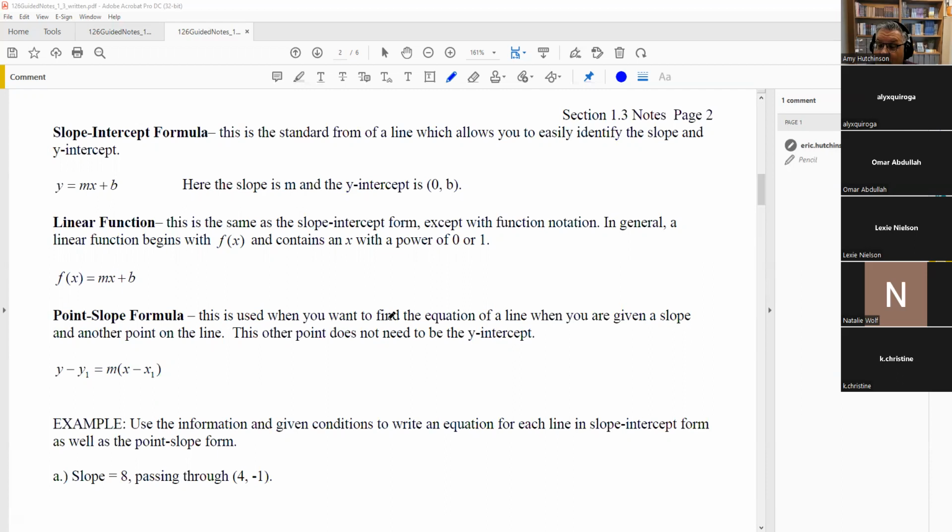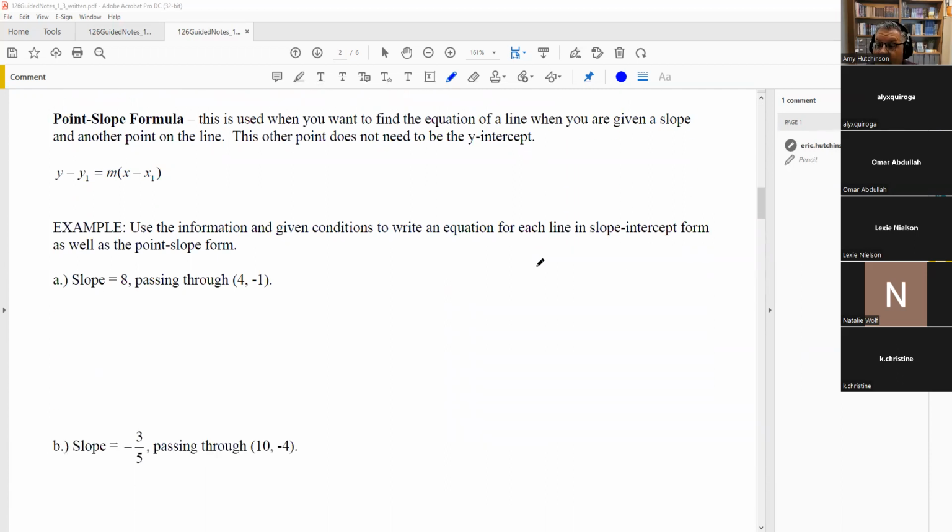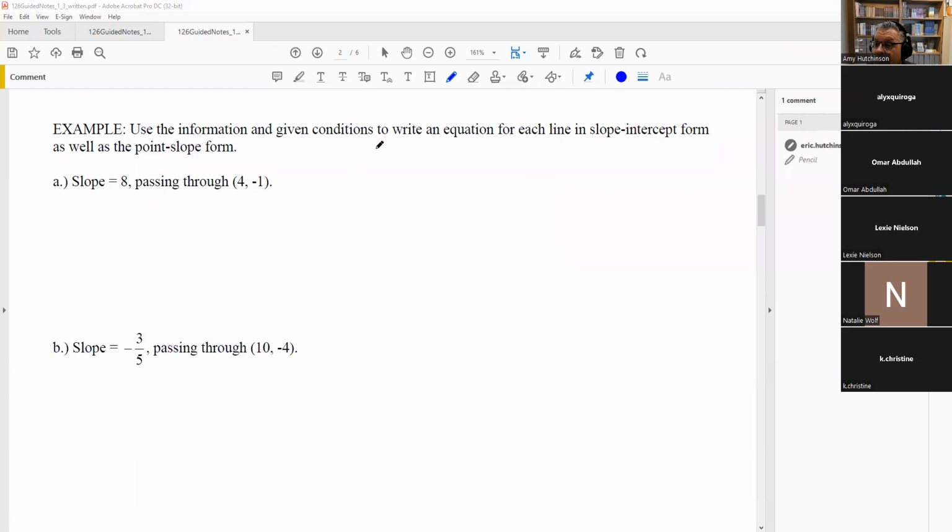Okay. So these next questions are going to have us use the information and conditions to write an equation for each line in slope-intercept form, and they also want the point slope form as well. Okay, so actually what we're going to do first is we're going to use the point slope formula first, and then we're going to solve for y, and that's going to give us the slope-intercept form.